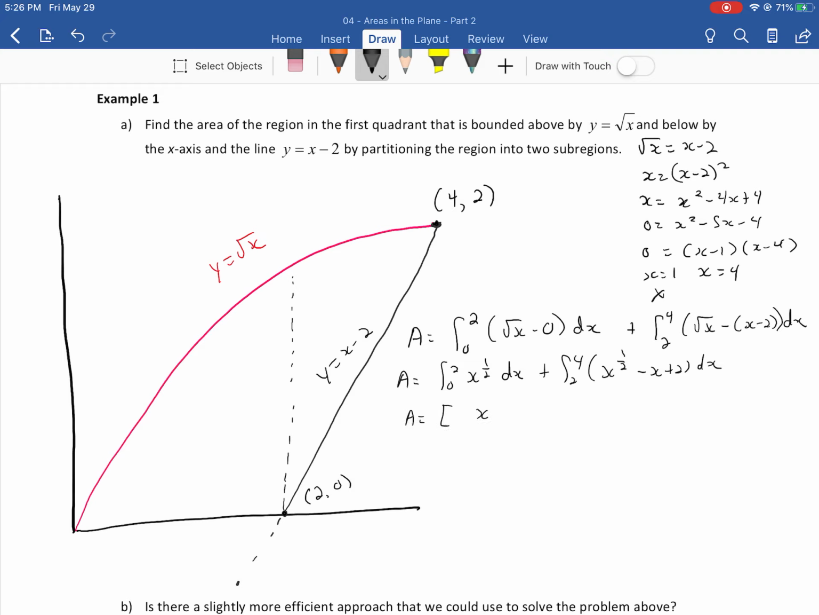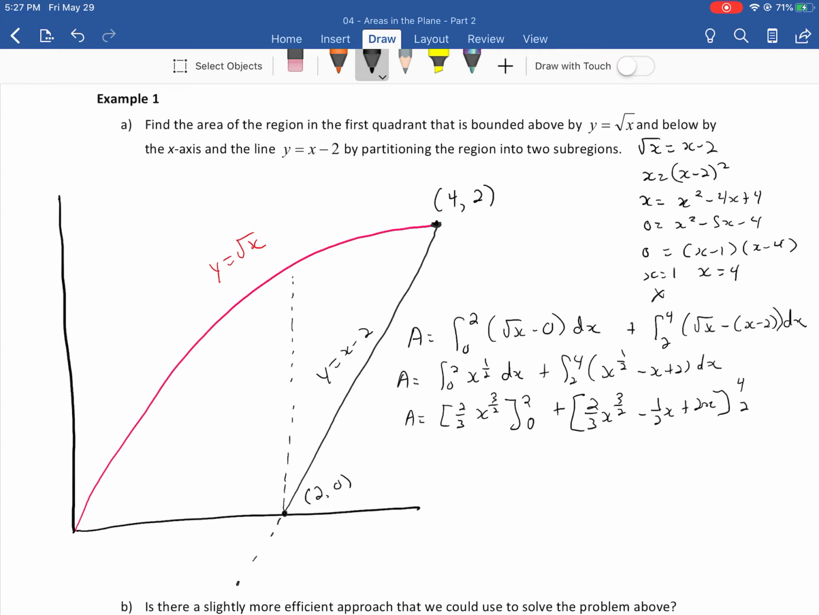So I need, let's see, x to the 3/2. So that's going to be a 2/3 out front. And that's from 2 to 0. And then again, this 2/3 x to the 3/2 minus half x squared plus 2x. And that's from 4 to 2. So I got a lot of crazy subbing in to do to get these two different answers here.